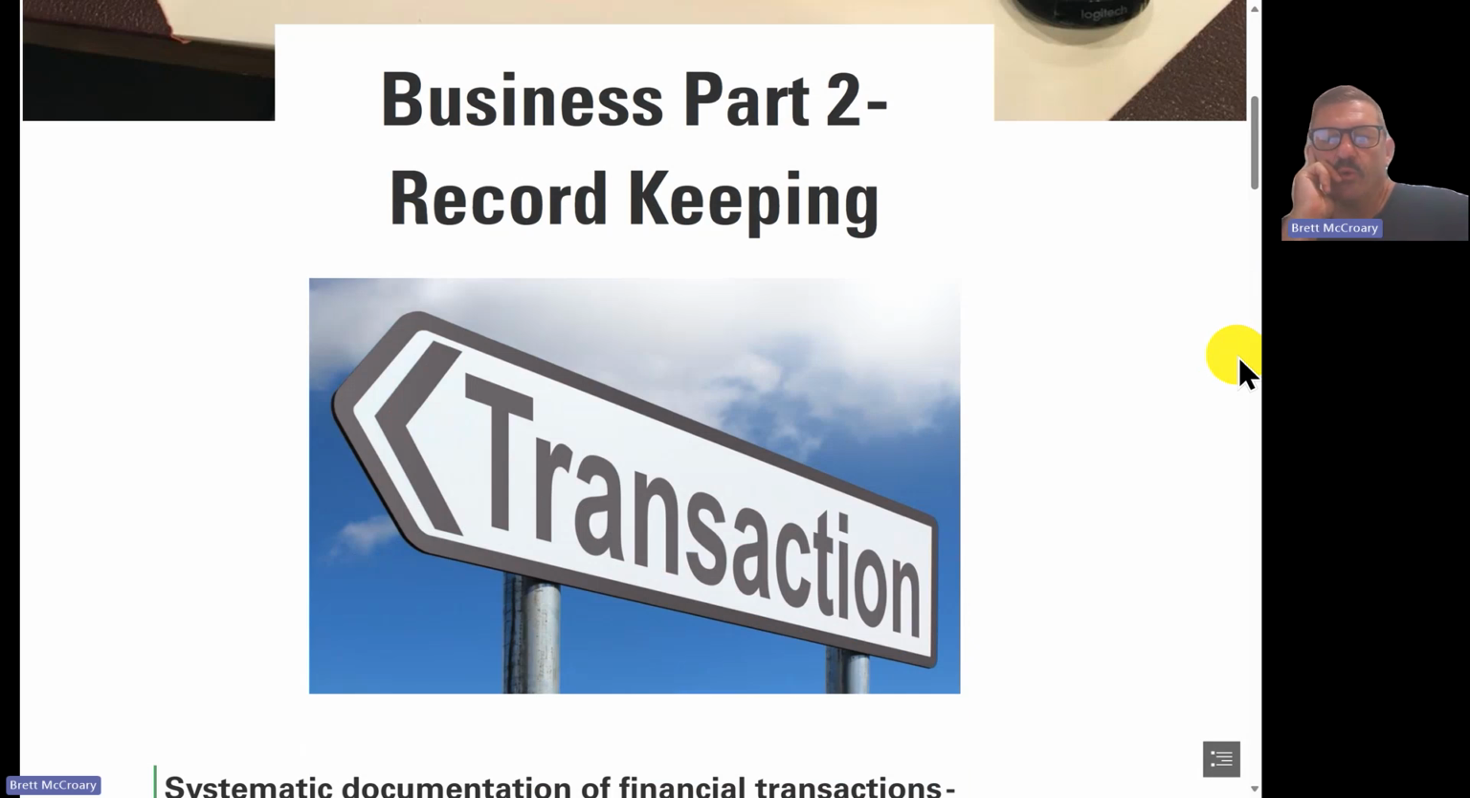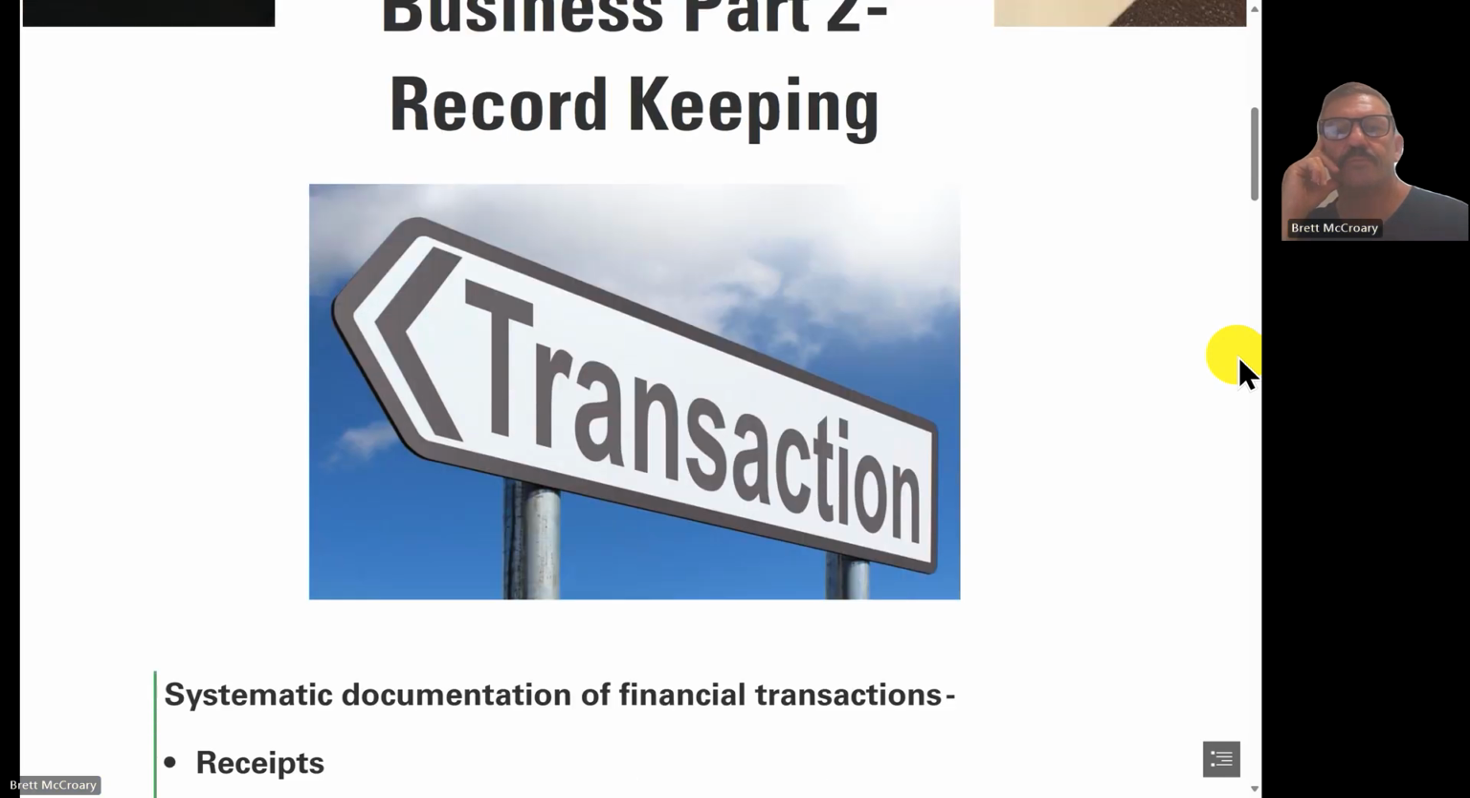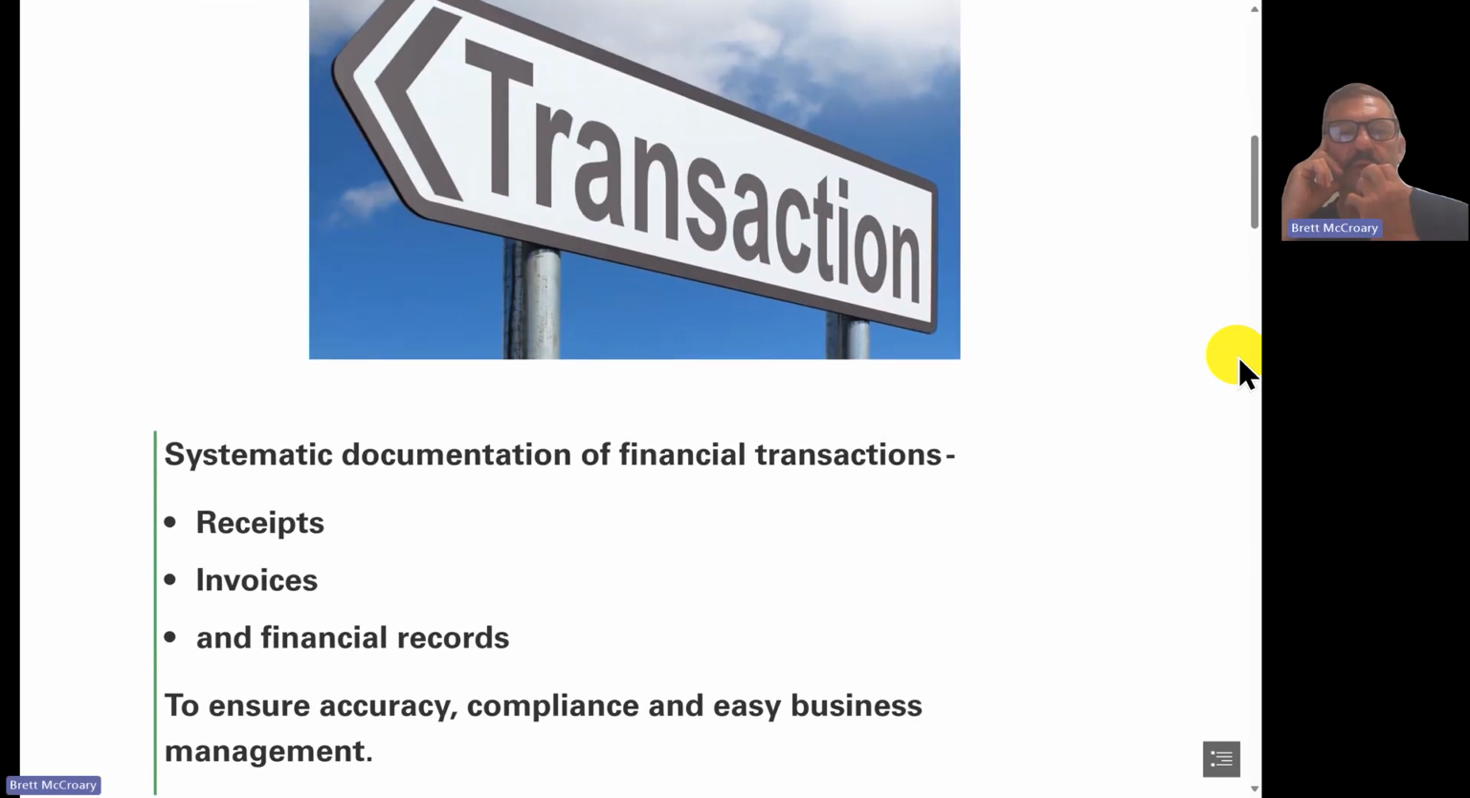and how you record keep, where you could get to a stage where you would be able to progress into using software like Xero or MYOB or QuickBooks, which is what you're going to want to do. So let's first get an understanding. Your systematic documentation of financial transactions will include receipts, invoices, and any financial records to ensure accuracy, compliance, and easy business management. So you need to track it.